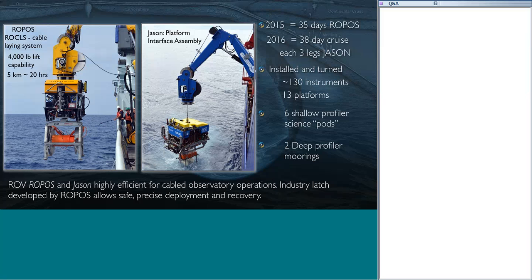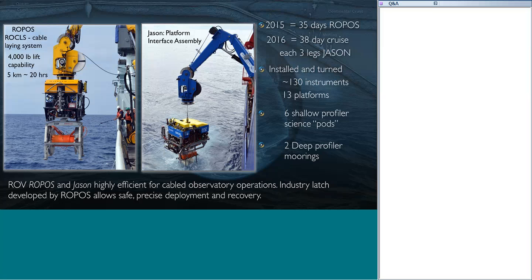Some key things to note is both Ropos and Jason, when Jason was converted, are designed specifically for cabled work right now. Jason can flip over from science operations to more heavy industry type work, and they can lift up to 4,000 pounds now. One of the things that is really nice about these systems is, if you look on the underbelly there, you can see it on Ropos, there's a latching mechanism under the belly of the ROV, and it latches into, in one case, the cable laying equipment, or on the slide to the right, a shallow profiler piece of gear. I'll show you that in a second.